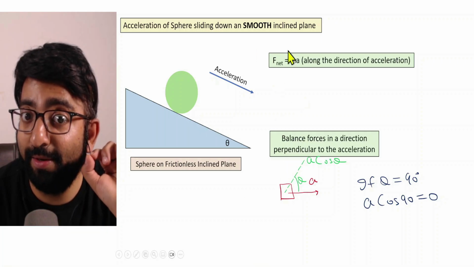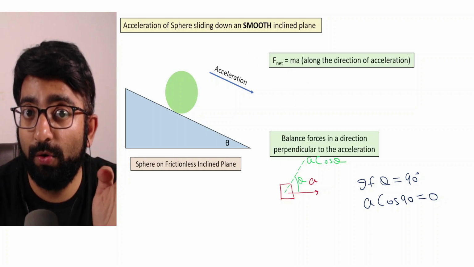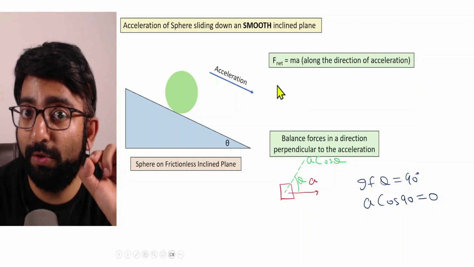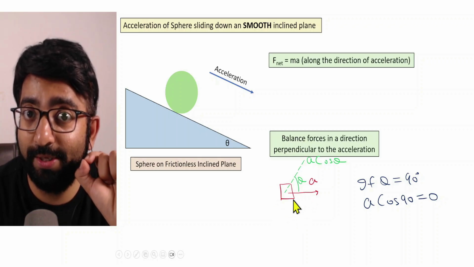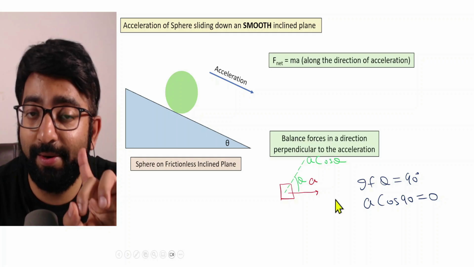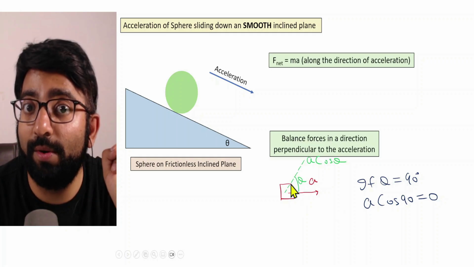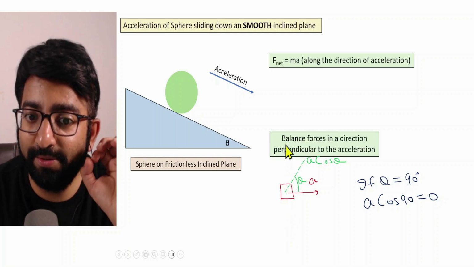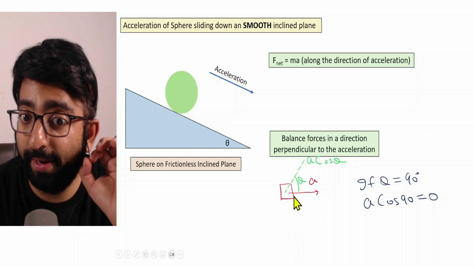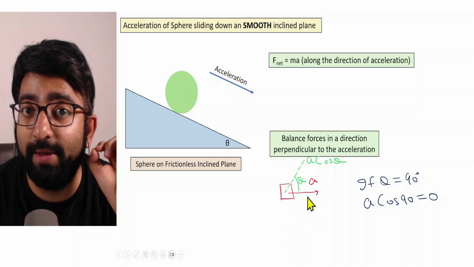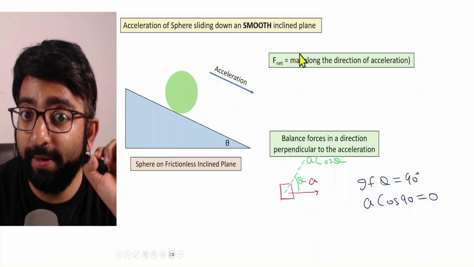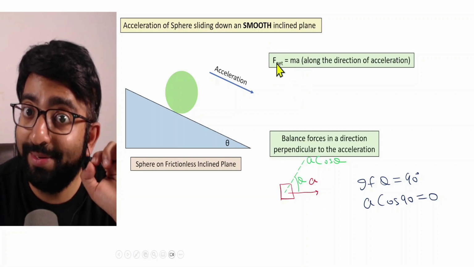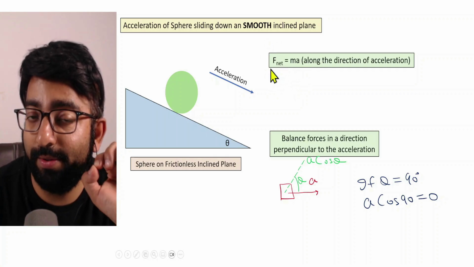And since F net is always ma, if acceleration along a particular direction is 0, that means the net force is 0 along that direction. So let me quickly repeat. If there is an object which is accelerating, let's say towards the right hand side, then the net force is towards the right hand side. But let us consider a dotted line which is perpendicular to this acceleration, then the component of acceleration along that dotted line will be 0. And if the acceleration is 0, the net force will also be 0 along that direction.